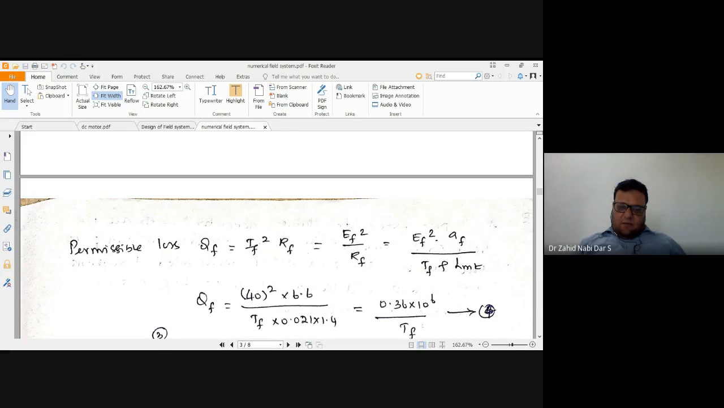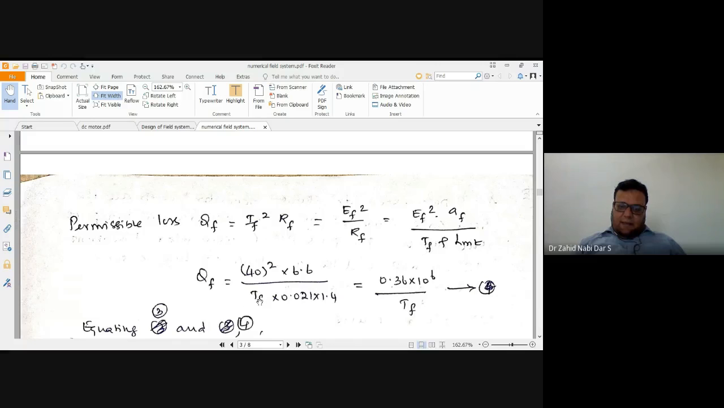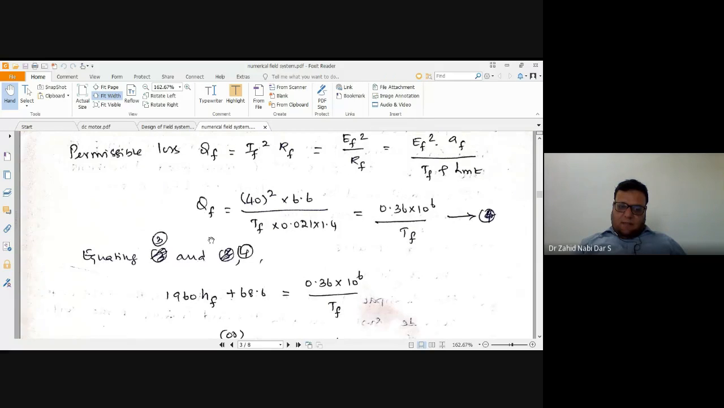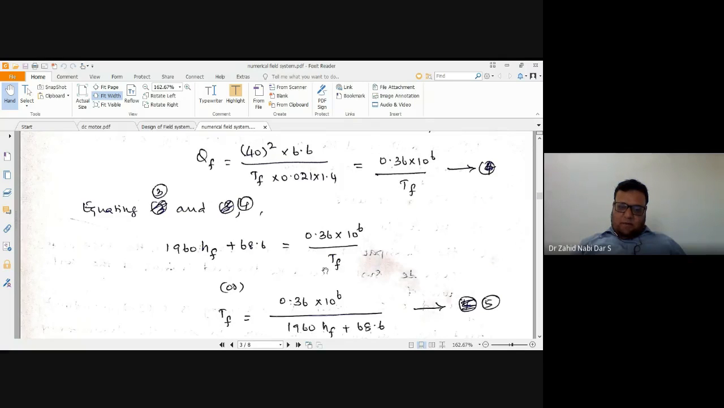So QF is equal to EF square, which is 40 square. You have the value. AF is calculated as 6.6. Again TF, rho value is given as 0.021, LMT given as 0.14. So you get this QF. QF you calculated in terms of HF and this thing. TF here. So now you want the value of TF.